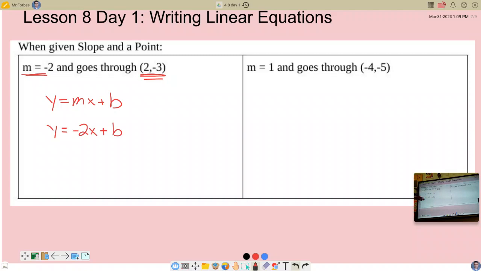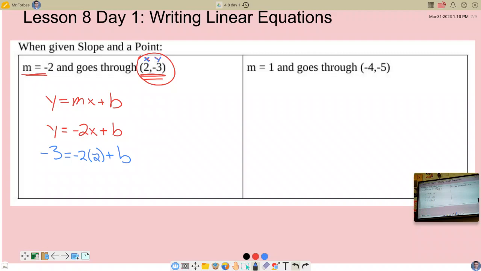From there now, we want to be able to solve for b. Well, we have this point. Okay, this is an x, y coordinate point. So what we can do is we can plug 2 in for x and negative 3 in for y. So what that looks like is I'd have negative 3 equals negative 2 in parentheses 2, so times 2, plus b. And now b is my only variable. Now I should be able to solve this equation for b.